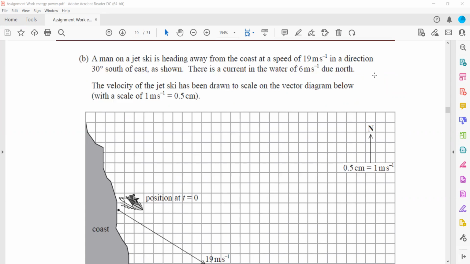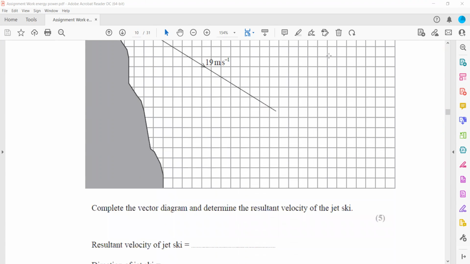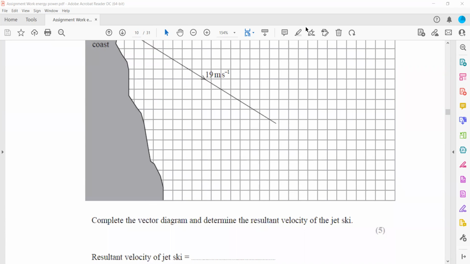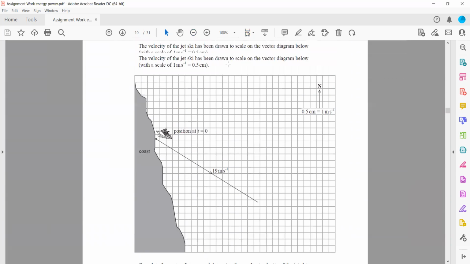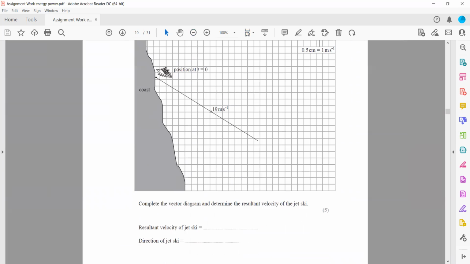So the velocity of the jet ski has been drawn to scale on a vector diagram below, with a scale of 1 meter per second equals 0.5 centimeter. What we have to do is find the resultant and direction of the jet ski. Direction here refers to angle. So how to work out the resultant? They mentioned the water current is there in the north, 6 means that is equal to 3 centimeter. A 3 centimeter line we will draw, and that is in the direction of north.